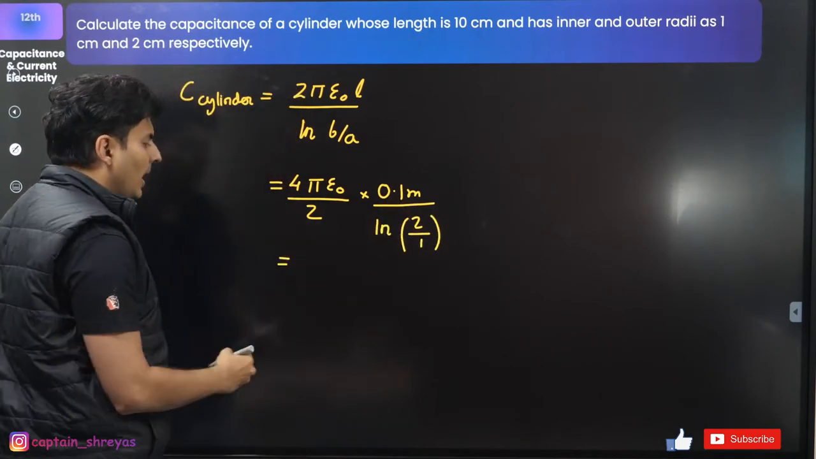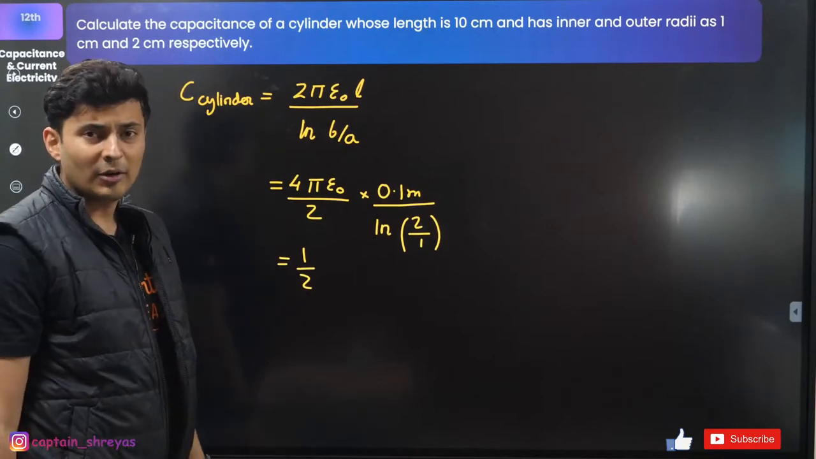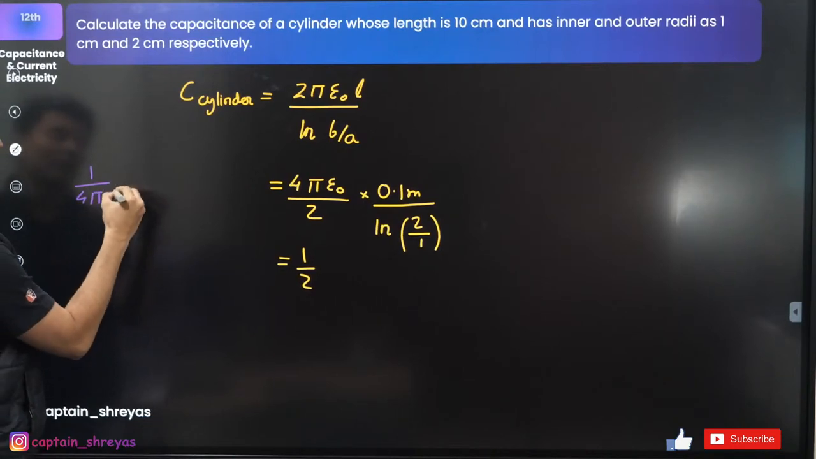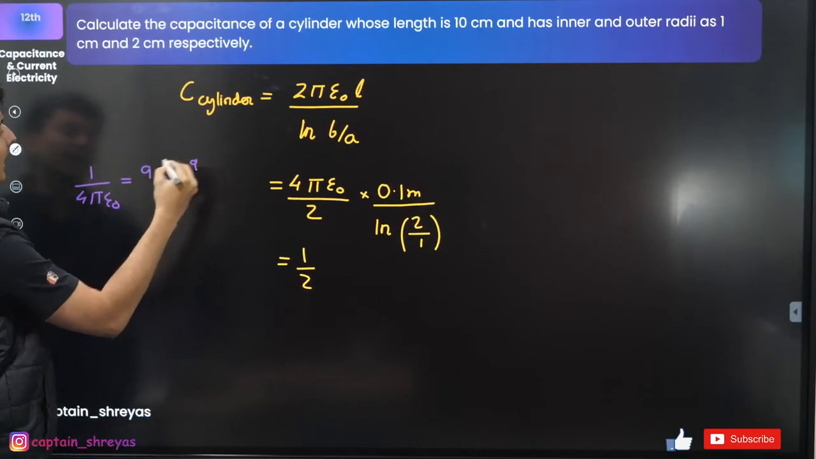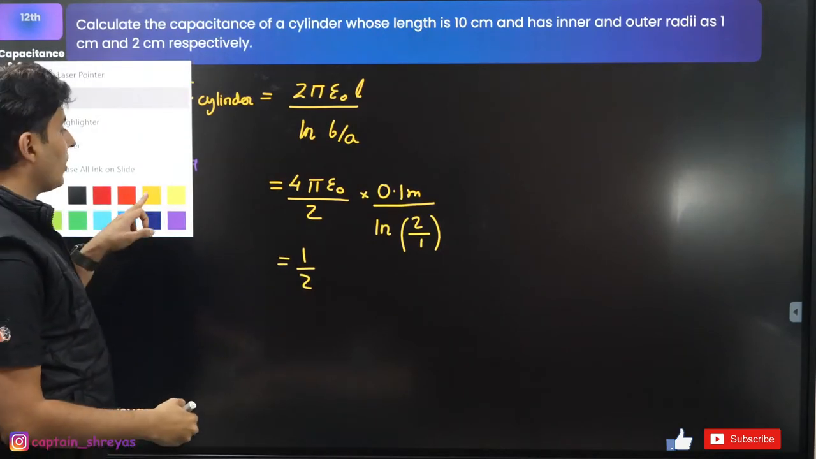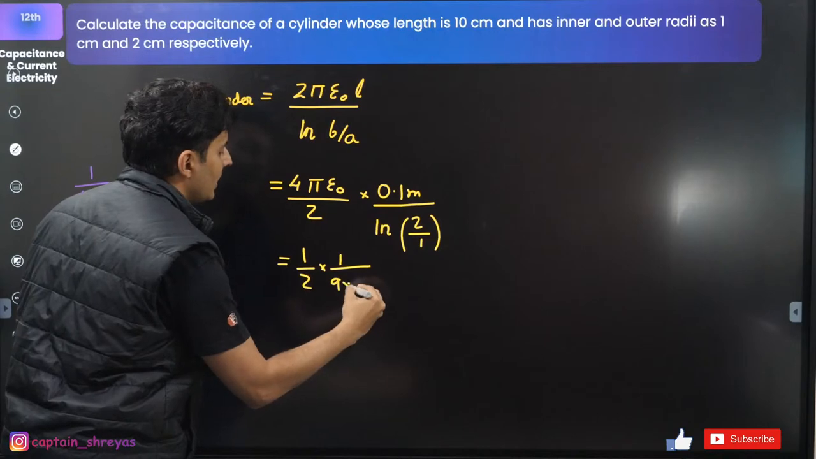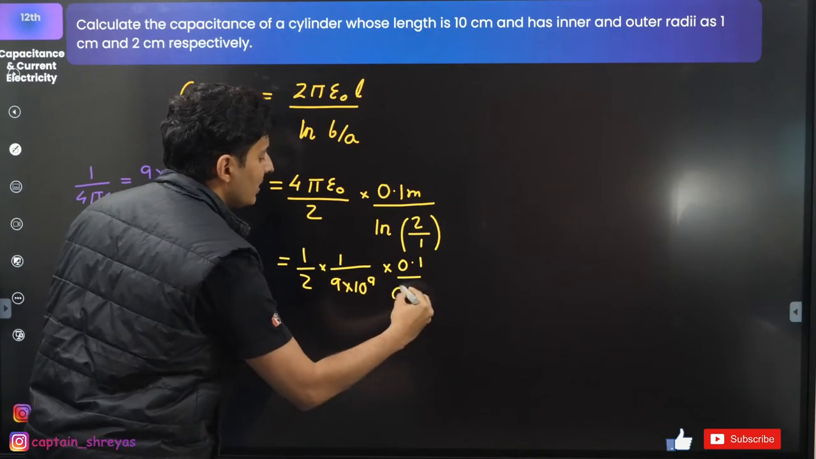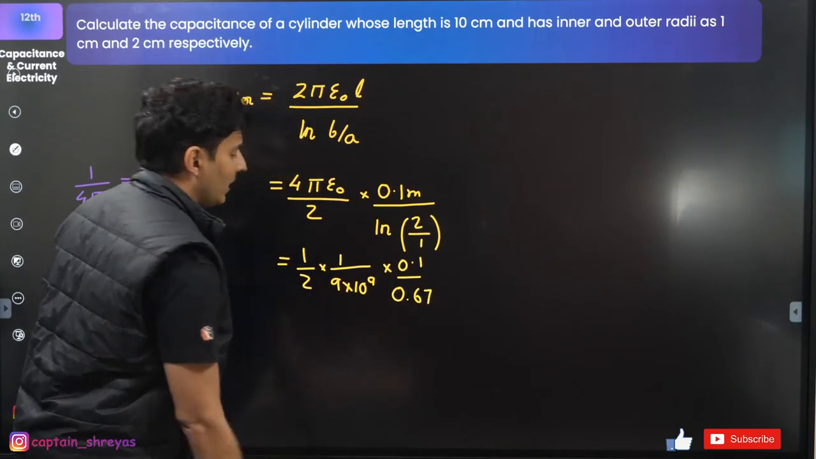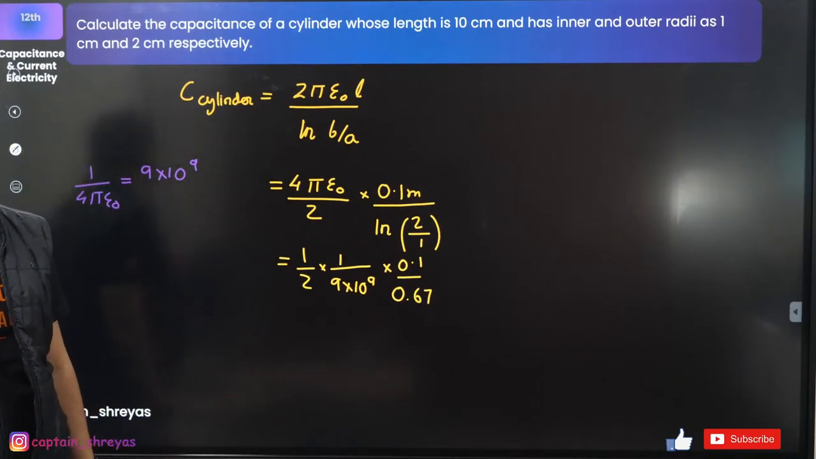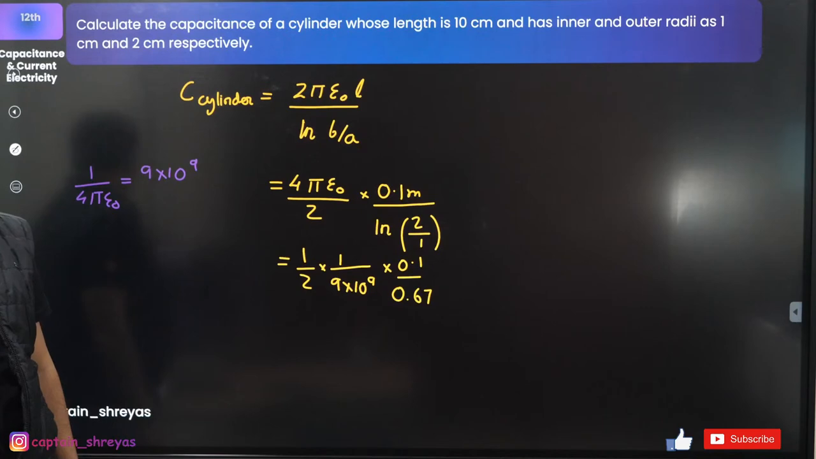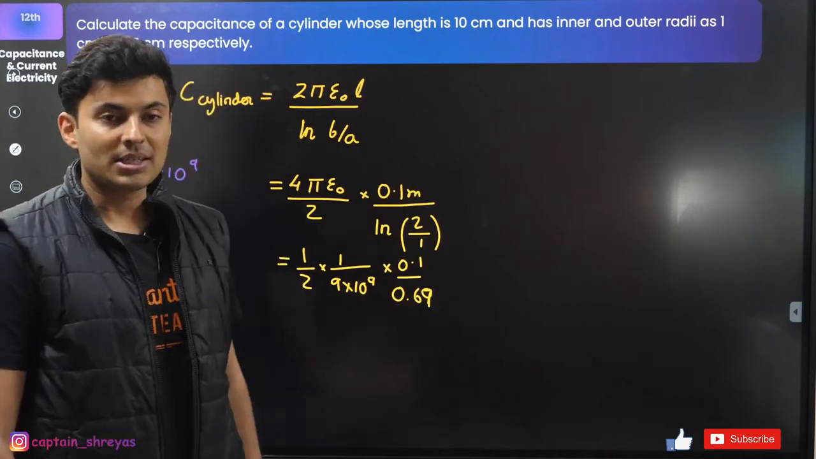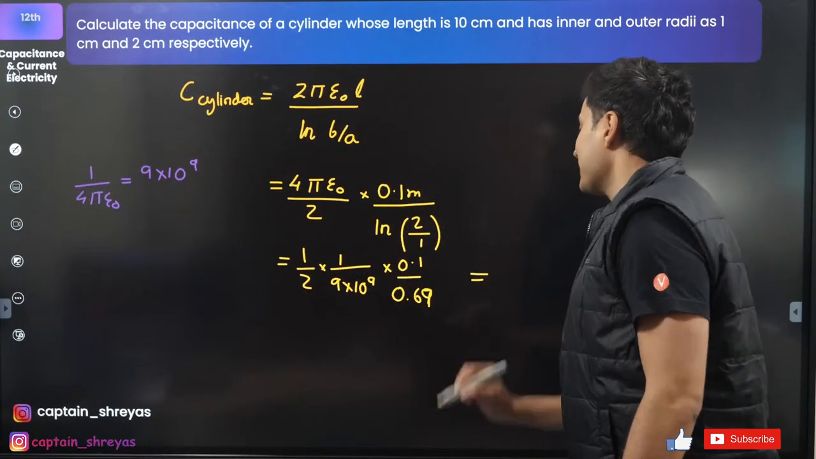Now the next step will be 4 pi epsilon naught, guys. What is the value of 4 pi epsilon naught? Come on, 1 upon 4 pi epsilon naught, everybody knows, is 9 into 10 to the power 9. So 4 pi epsilon naught will be the reciprocal of that, nothing but 1 by 9 into 10 to the power 9. Now this will be 0.1, of course, and this will be nothing but log of 2, which is basically 0.69. Sorry, not 0.67, 0.69, my bad. Everyone with me on this? Clear? So that's all you have to do, guys, and you will get the answer. Solve this and see what answer you are getting.